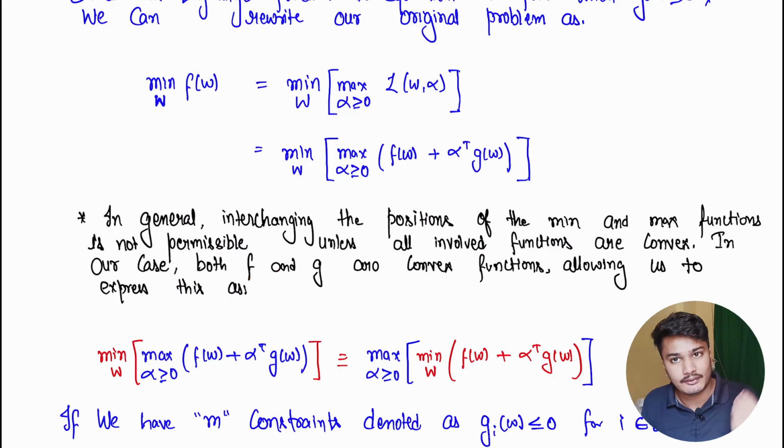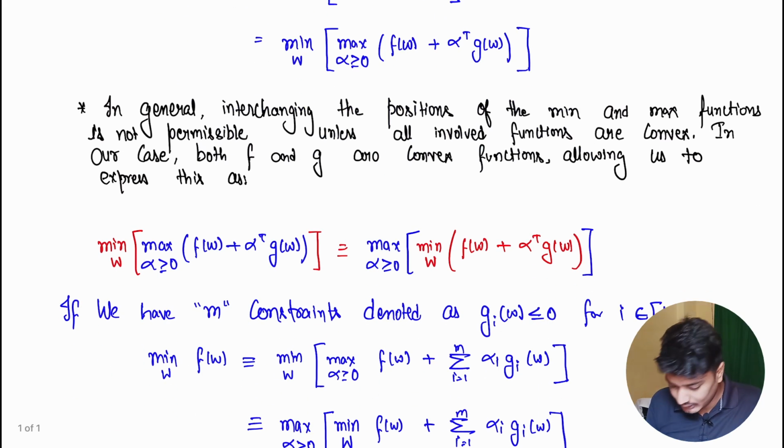In our case, both the functions f and g are convex functions, which allows us to do this: the min over max problem we can convert into a max over min problem. So that is, minimize over w of maximize over alpha greater than or equal to 0 of this is equivalent to saying maximize over alpha greater than 0 of minimize over w this function. Now we have this, and we know how to solve this problem, right?